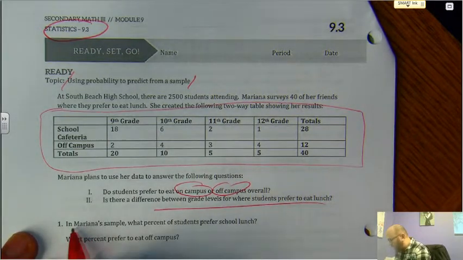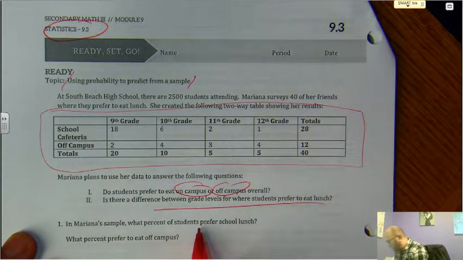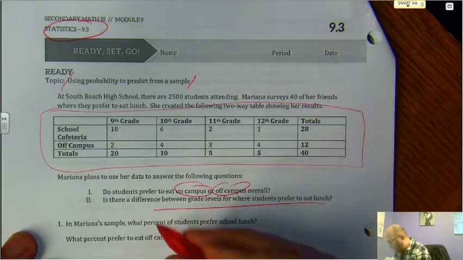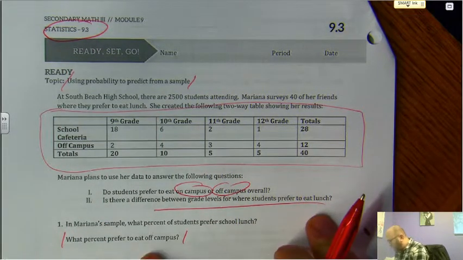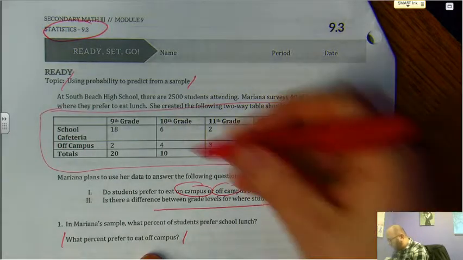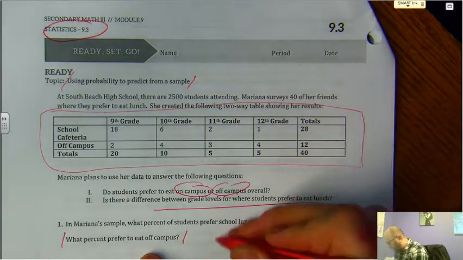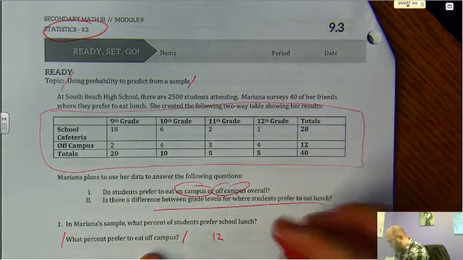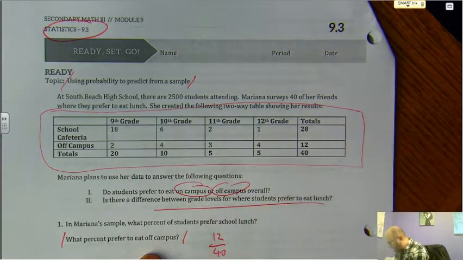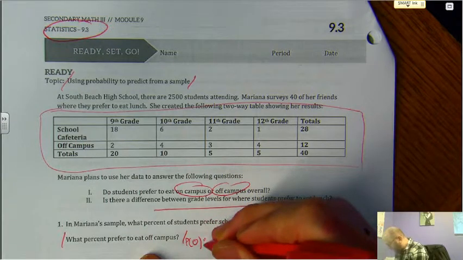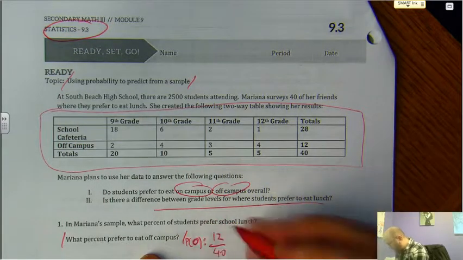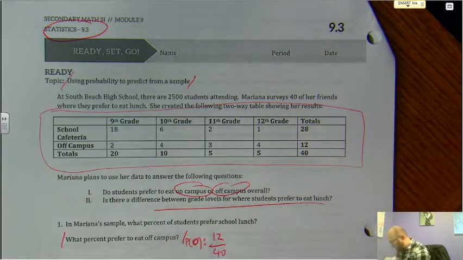So this is going to be kind of a review of our probability unit. But in Mariana's sample, what percent of students prefer school lunch? What percent prefer to eat off campus? So we're looking at the overall. So off campus was 12, overall was 40, okay? So this is the probability of off campus. Probability, and that's an O, not a 0. Off campus, 12 out of 40.